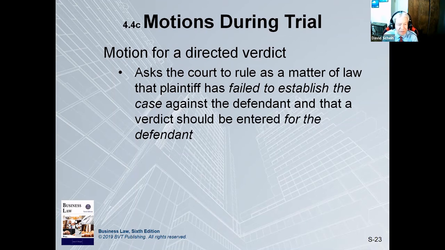It doesn't happen very often, particularly with a jury trial, because the judge doesn't want the jury to be mad at him, saying, here, we were brought in, we spent all this time here, and we didn't get a chance to make a final decision. So oftentimes a motion for directed verdict is a difficult one to bring forward.